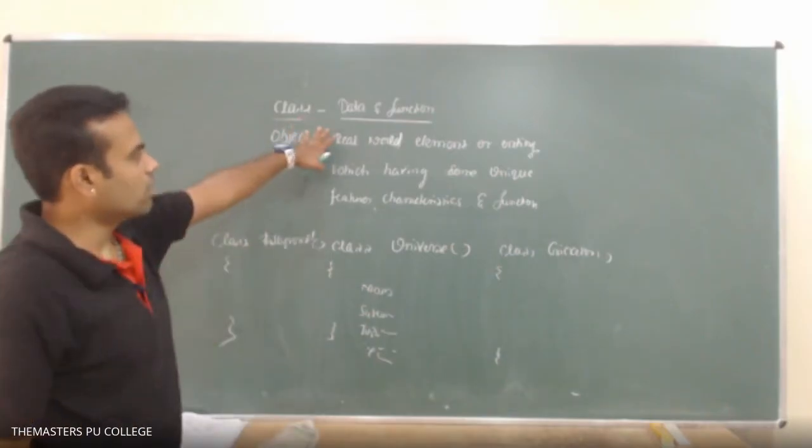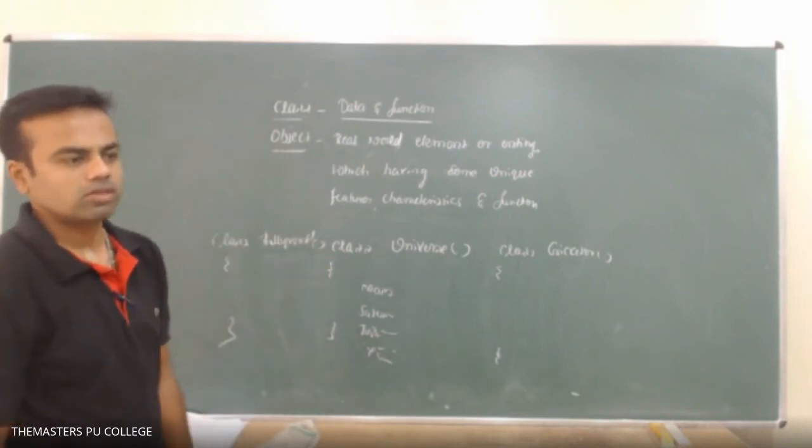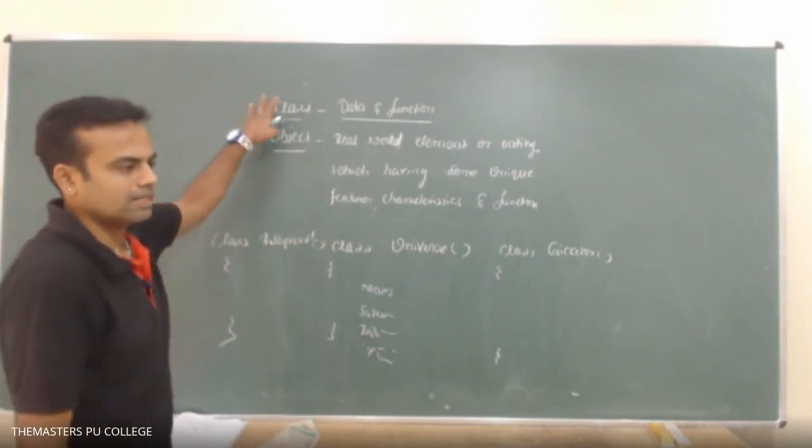Combining this is what we call object-oriented programming. So two things we need to remember: class and object.